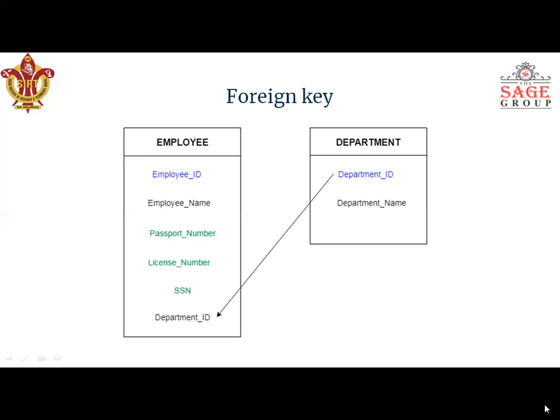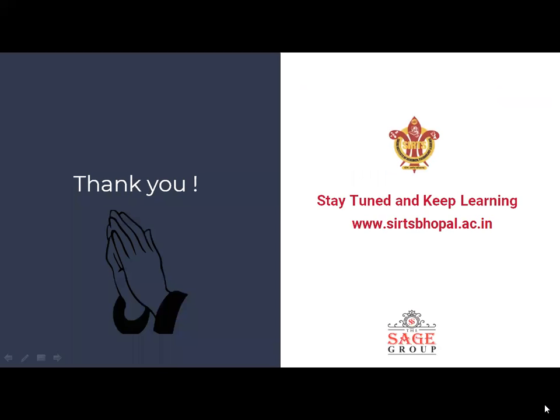So in today's lecture, we have discussed what RDBMS is. RDBMS means Relational Database Management System. We have also discussed the different types of keys: primary key, candidate key, super key, and foreign key. In our next lecture, we will discuss another concept related to the relational database management system.